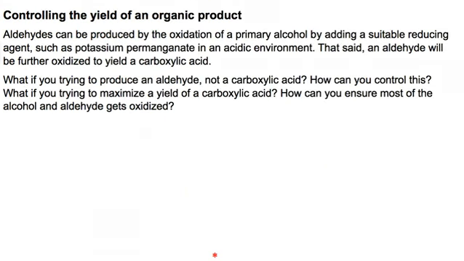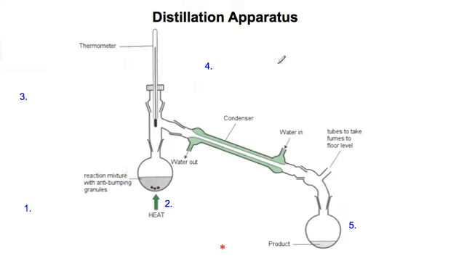Now, one thing you want to be able to do is control the product, control the yield of the product. As I've just pointed out, aldehydes can be produced from the oxidation of a primary alcohol. But if you leave that aldehyde in the reaction mixture, it's going to be further oxidized to yield carboxylic acid. But what if all you want is an aldehyde? You don't want any carboxylic acid. How are you going to control this? What if you want carboxylic acid? You want to make sure all of the aldehyde gets oxidized. How are you going to do that? Well, there are a couple of pretty standard techniques that nicely do this for us.